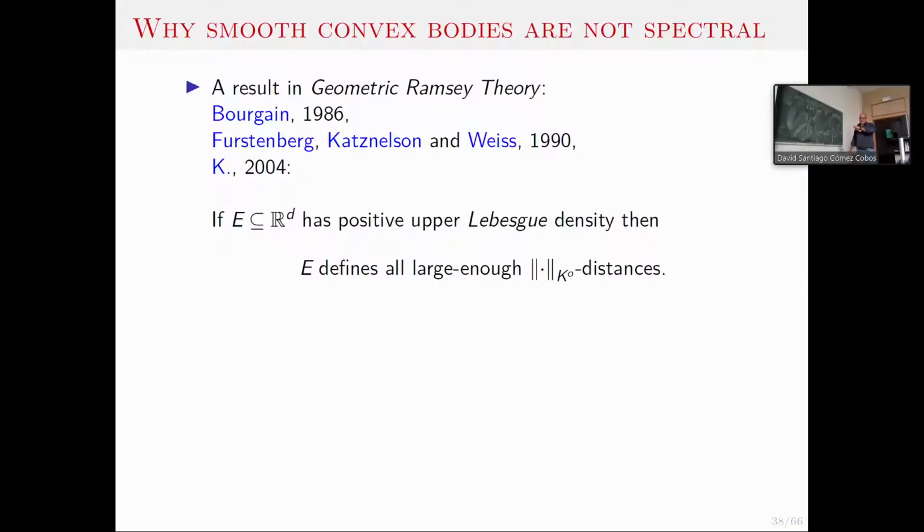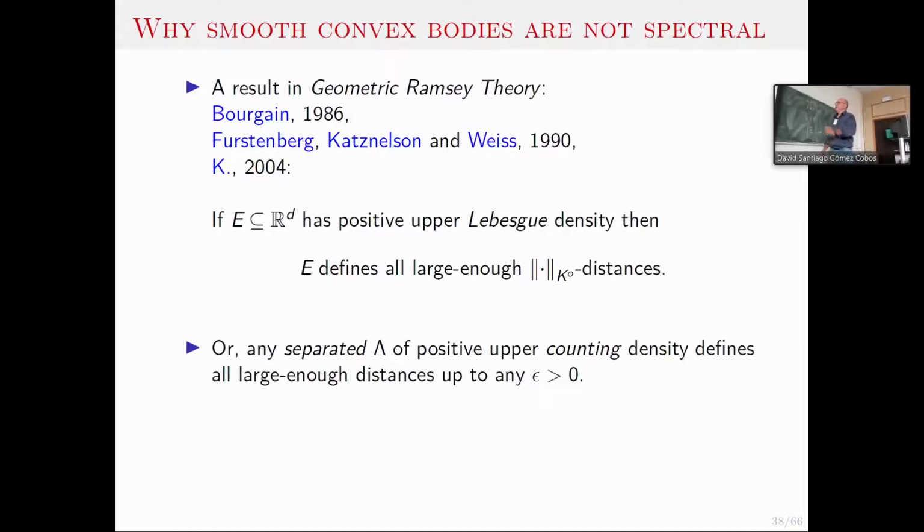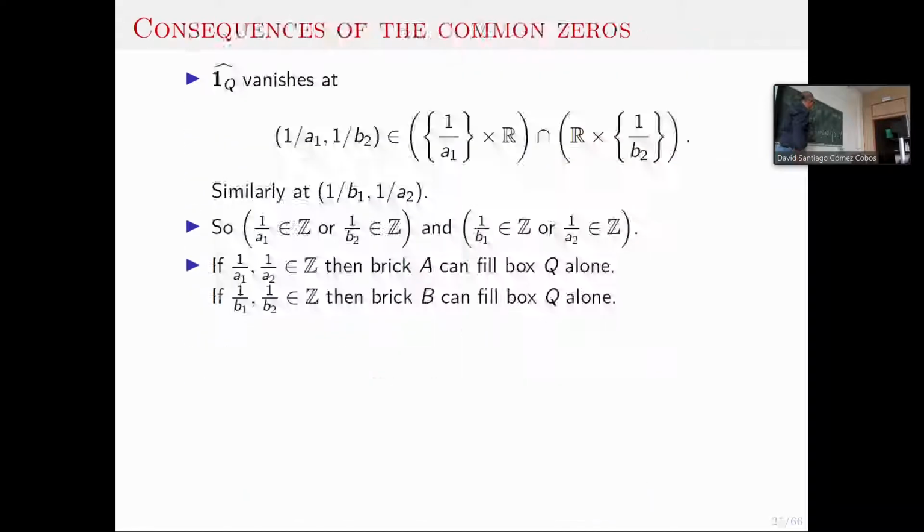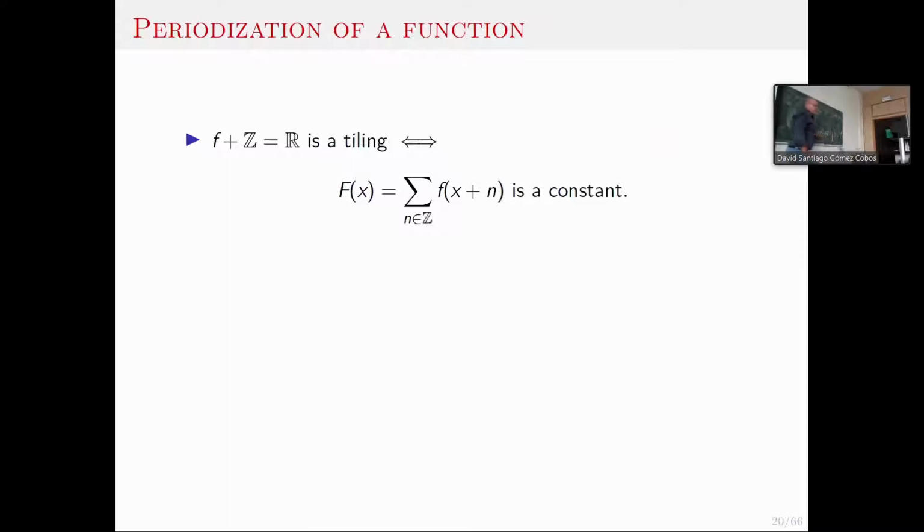And how do we use this to prove that K, being a smooth convex body, cannot be spectral? We use it in the following form: instead of talking about sets of positive Lebesgue density, we take a point set lambda of positive upper counting density. What's the counting density? You're not going to measure Lebesgue measure, but the number of points.